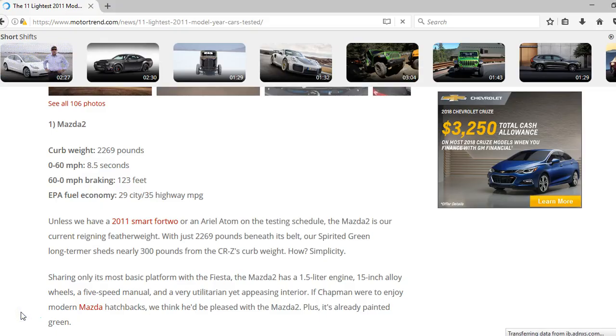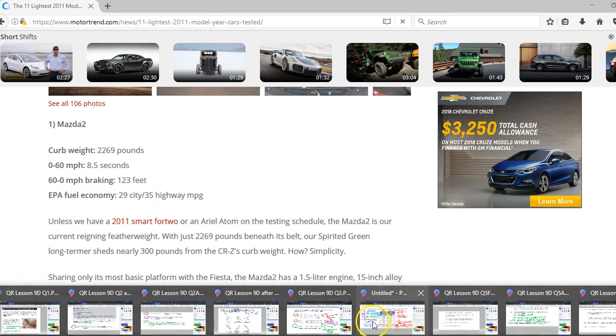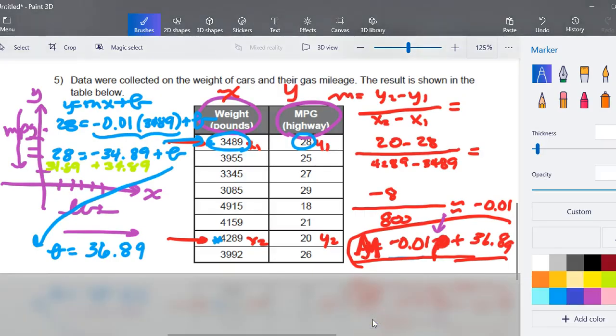So part F asks us to go to this website, scroll all the way to the bottom, and see how we did as far as coming up with our equation. And I looked here and I see that they've got 29 and 35, 29 city and 35 highway, and I'm thinking, wow, our answers are really not even close to that. And so I went back and looked at my work, and everything looked good right here, finding the slope.